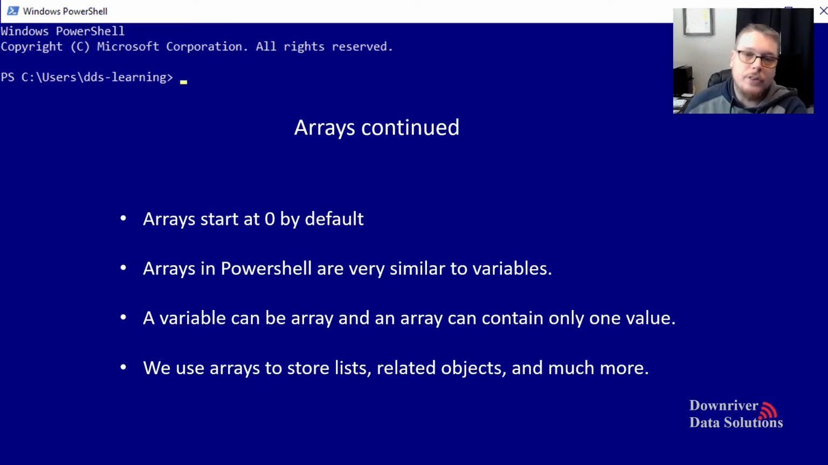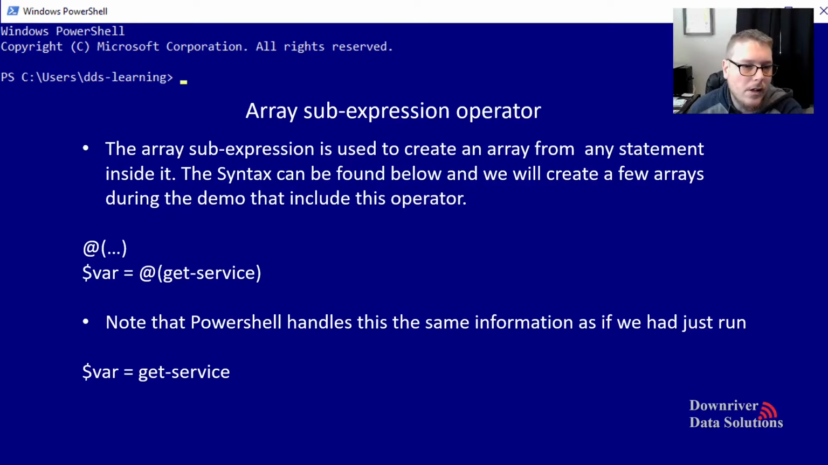PowerShell arrays are very similar to variables. A lot of the same methods are available to us. A variable can be an array, and an array can contain only one object. We kind of discussed that, where in 3.0 they made it to where it can contain one. We can use arrays to store lists, related objects, and much more. We can iterate through lists, which we'll do in the next video.